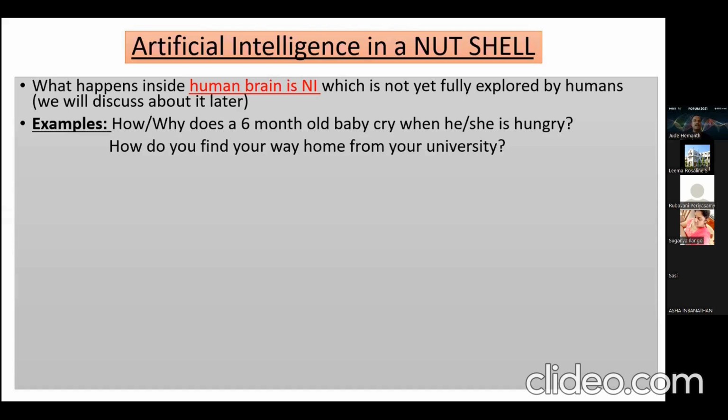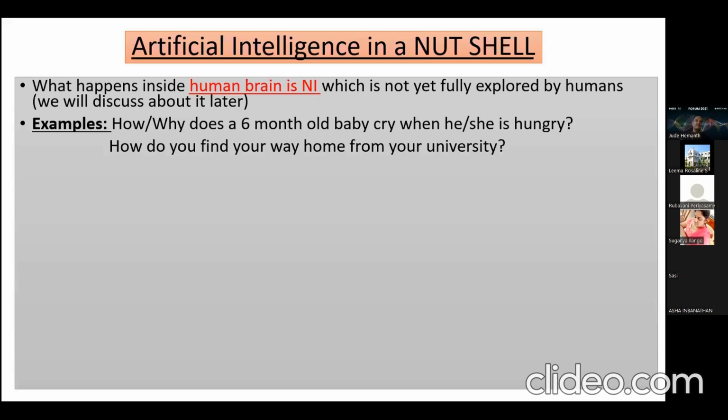So these are some unsolved questions by the scientists. Why does a 6-month-old baby cry when he or she is hungry? Just to attract the environment. But why does she cry? Why not laugh? Or why not do something else? It's God's creation. How do you find your way home from your university? First day, I asked someone, where is the ECE department? Where is my cabin and everything? But next day onwards, I automatically go and come back.